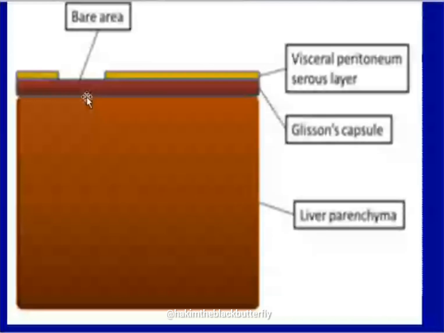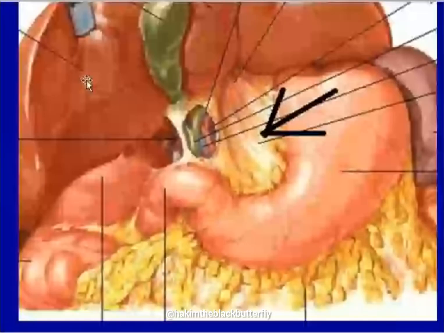Now, some parts of the liver are not lined by the outer cellular layer. They are only covered by Glisson's capsule. Those parts of the liver which are not covered by the outer cellular layer or the visceral peritoneum are the ones we call bare areas of the liver. The bare area of the liver is that part of the liver which is not lined by the outer serous layer, but the only lining is Glisson's capsule. I'm going to give you an example of those areas known as the bare areas of the liver.